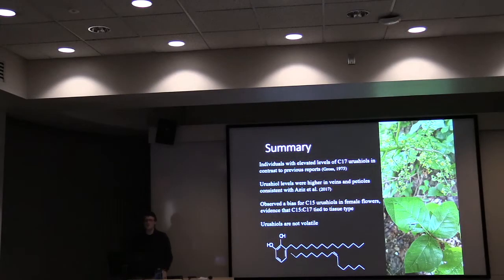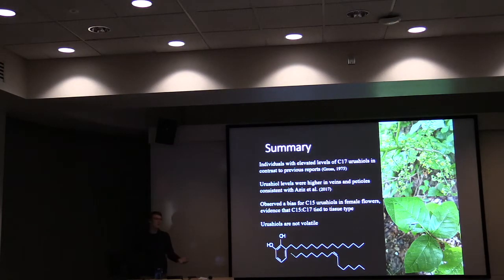So in summary, this has really turned into a line of various things that were interesting and easy to try that wound up giving us a lot of new insights and a lot of new directions that we can go with studying the urushiols of the Toxicodendron genus. The first is that completely unexpectedly, we saw some individuals with C17 urushiols in much greater abundance than the C15s, which has not been reported before. And perhaps suggests some different function that those two are performing.